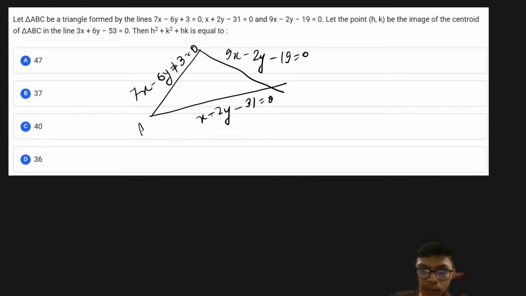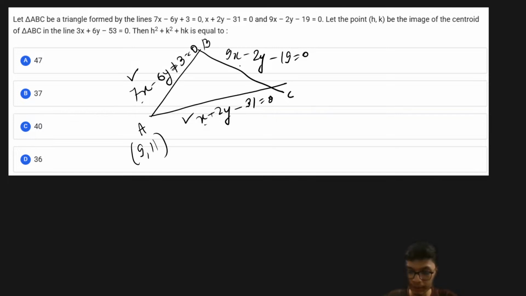From here, I just need to find these A, B, and C coordinates, which you can do by solving any two of the straight line equations. If you solve any two of these equations, you will definitely get the points A, B, and C. By solving 7x minus 6y plus 3 equals 0 and x plus 2y minus 31 equals 0, I got point A as 9 comma 11.